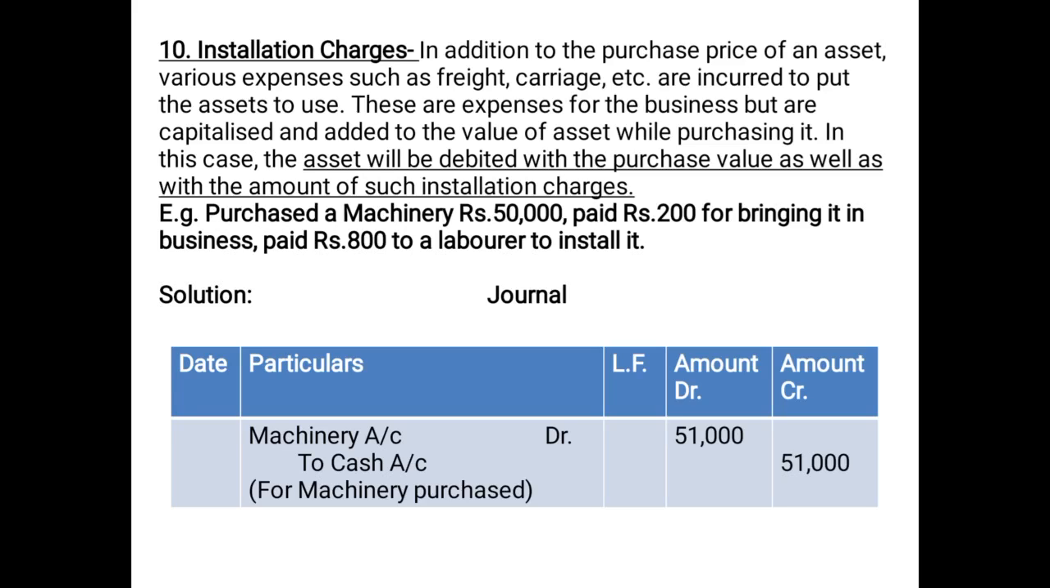And in case of asset, even if the word cash is not given, unless and until it is specified to be a credit purchase, we assume it to be a cash one. So we will credit cash account 51,000 because cash being a real account, when we purchase machinery, cash will be paid and will be going out for machinery purchase.